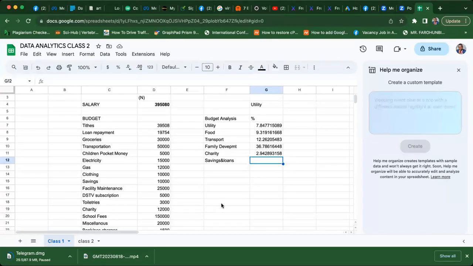So let's move on. Data analysts are realists. They are not emotional people. You don't attach emotion when you are doing data analysis. You are realists. So let's look at savings and loans. It will teach you some lessons. Loans and savings.